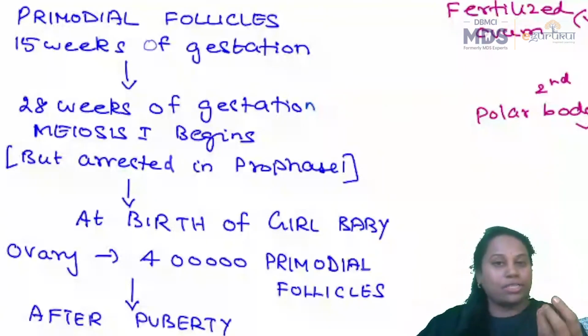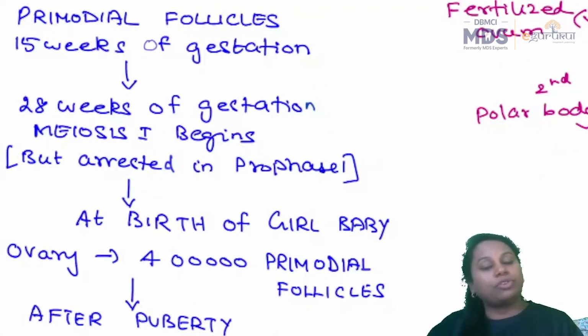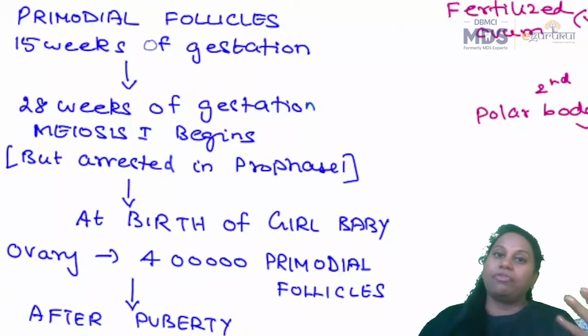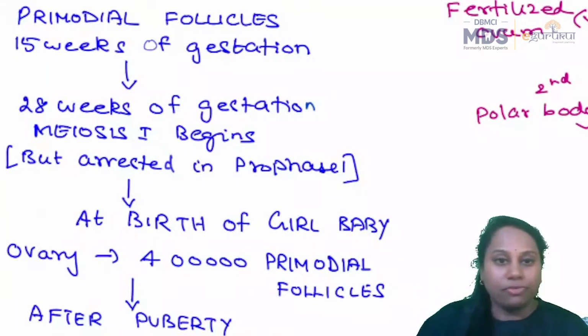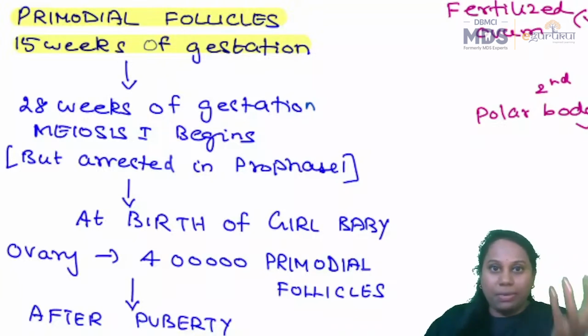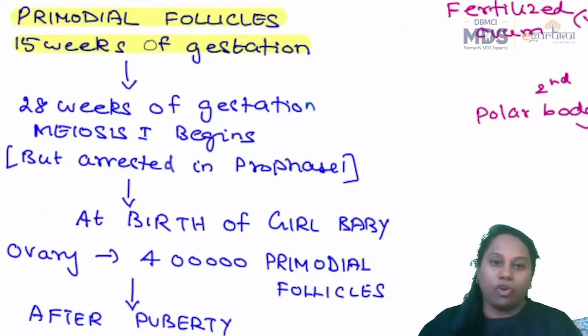What is oogenesis? The formation of the ovum is called oogenesis. In a female, oogenesis starts even before the birth of the baby. In males, spermatogenesis begins only at puberty, but in a female baby, even before birth, oogenesis begins in utero itself. First of all, at 15 weeks of gestation, the female baby is inside the mother's uterus. In the 15th week, in the embryo itself, primordial follicles are formed.